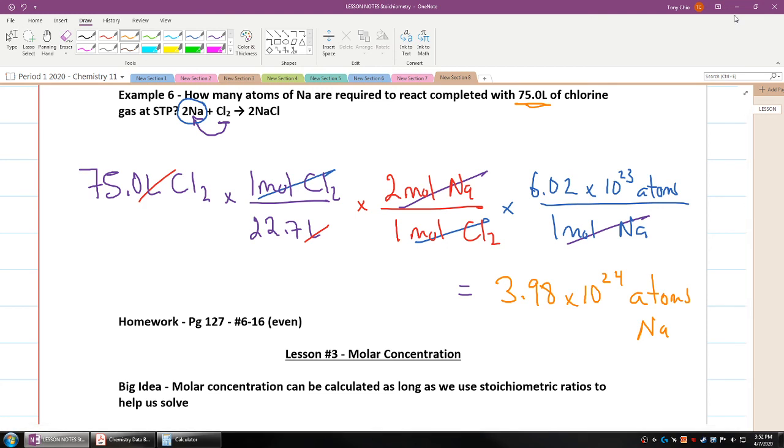Now your homework is page 127, number 6 to 16 even. Now that means you're doing number 6, number 8, number 10, number 12, number 14, number 16. And some of the questions have multiple questions in them. But this means that you get extra practice to help you solve.